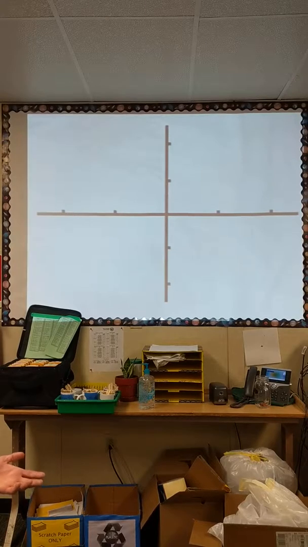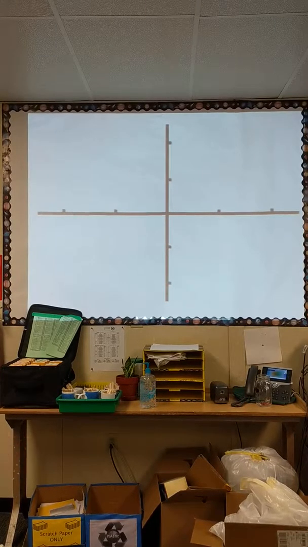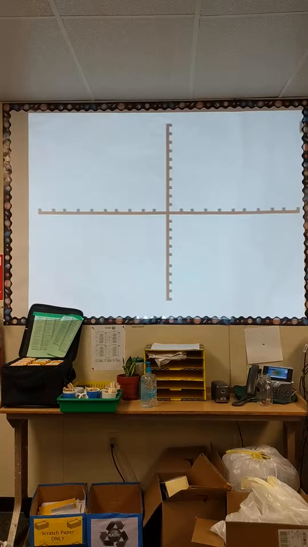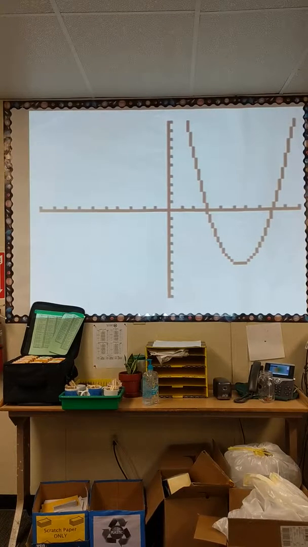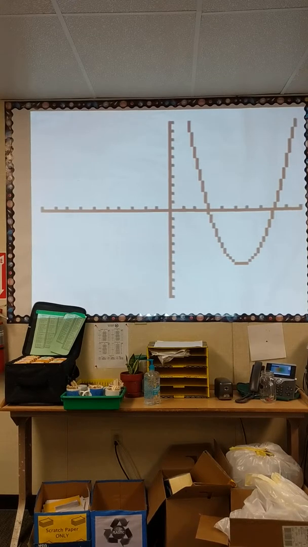Now your calculator might be zoomed to something you don't want. So remember to zoom 6 for you to get the negative 10 to 10 on the x and the y axes. We should have something like this.